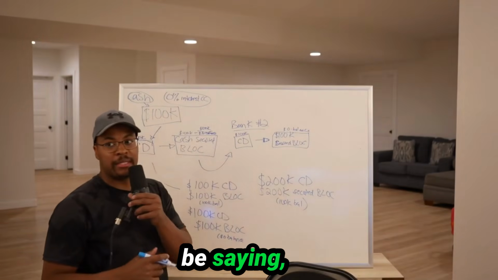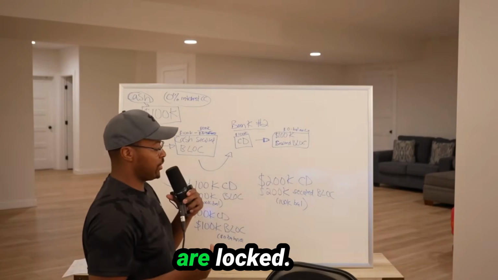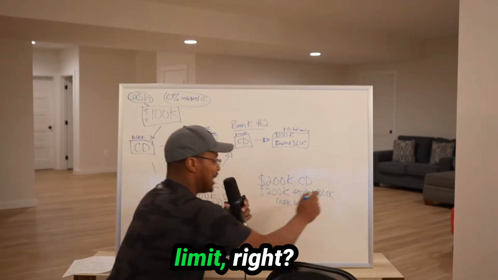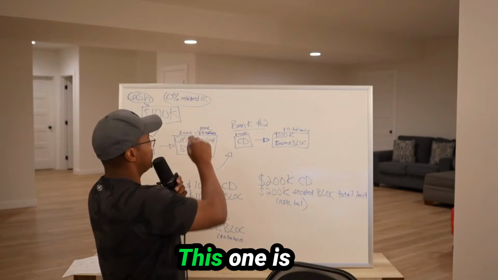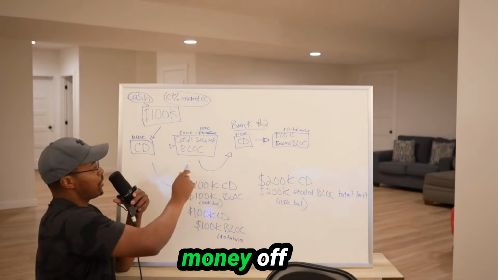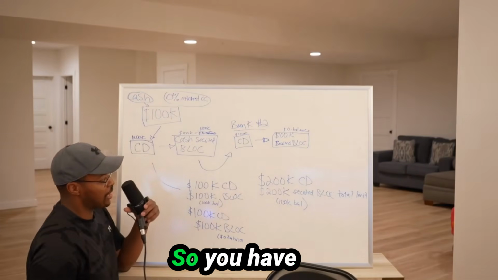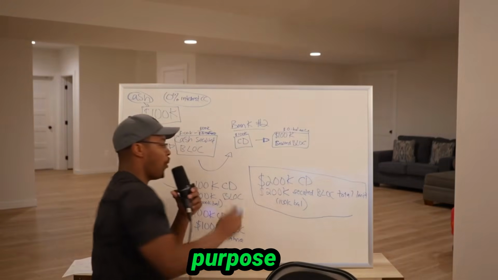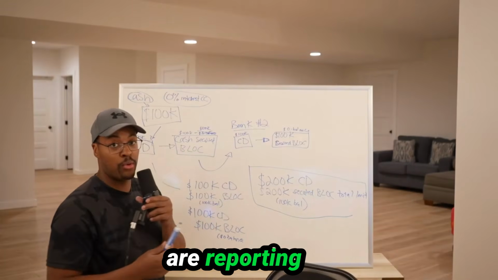Now I know what some people might be saying, like, what's the whole purpose of all this? Okay, you got 200K in CDs that are locked, you can't touch them. You got 200K in secured BLOC total limits, right? With a 100K balance. The first one is going to have the 100K balance, right? Because you pulled the money off that, put it into this new CD, and got another 100K secured BLOC. So you have one BLOC with a zero balance, one with a 100K balance. What's the whole purpose of this? I'll tell you. 200,000 in financial trade lines are reporting on your business credit report.